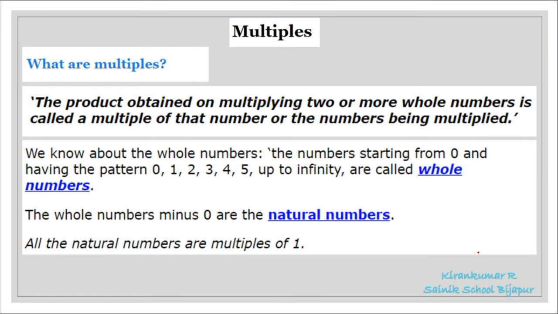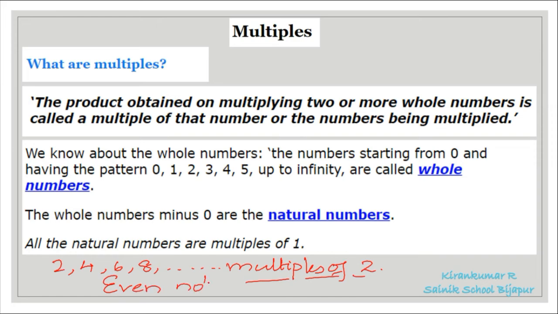All the natural numbers are multiples of 1. If I consider all even numbers, for instance 2, 4, 6, 8 and so on, these are all multiples of 2. You have learnt this concept for entrance examination. Multiples of 2 are also called even numbers.